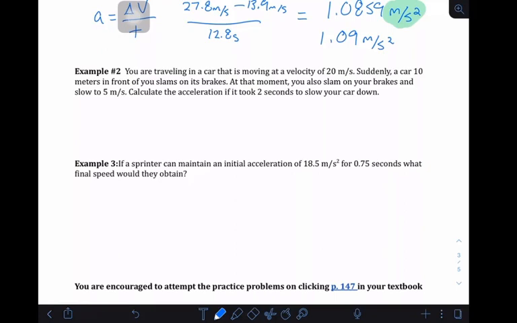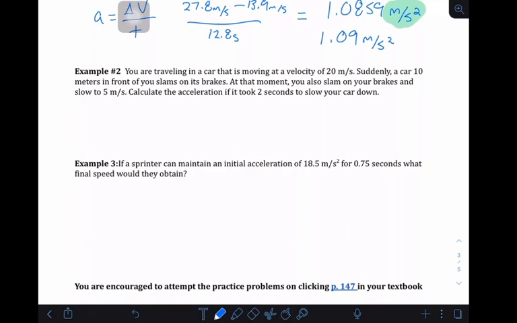Our second example involves a car that is slowing down. You're traveling in a car that's moving at a velocity of 20 meters per second. Suddenly, a car 10 meters in front of you slams on its brakes. At that moment, you also slam on your brakes and slow to 5 meters per second. Calculate the acceleration if it took 2 seconds to slow your car down.